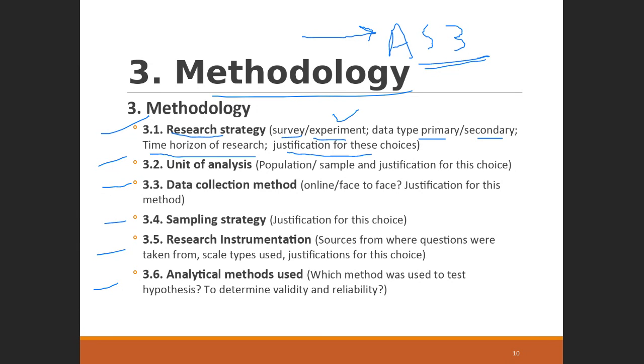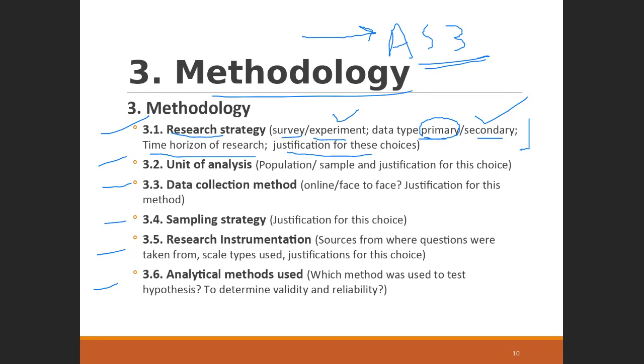If you're using secondary data, you need to justify why you are not able to conduct the same study by utilizing primary data. If you are using cross-sectional research, you need to justify the time horizon of your research as well. So the first section of your methodology is your research strategy. You need to mention categorically what kind of study you are going to conduct for solving your research problem.